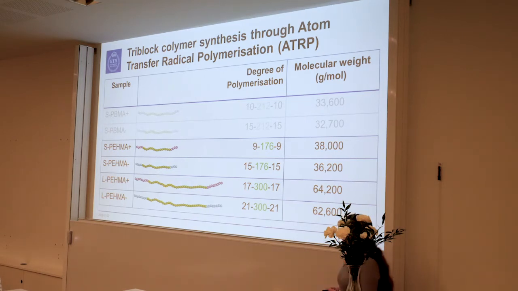All polymers were synthesized through atom transfer radical polymerization, a controlled radical polymerization technique. And the naming you see here is used throughout the presentation, where S stands for the shorter version of the polymer, L for the longer version. Then we have the middle block, and the plus or minus sign shows the charge of the outer block. As you can see from the dP values, we had a substantially longer middle block than outer block on the polymers.